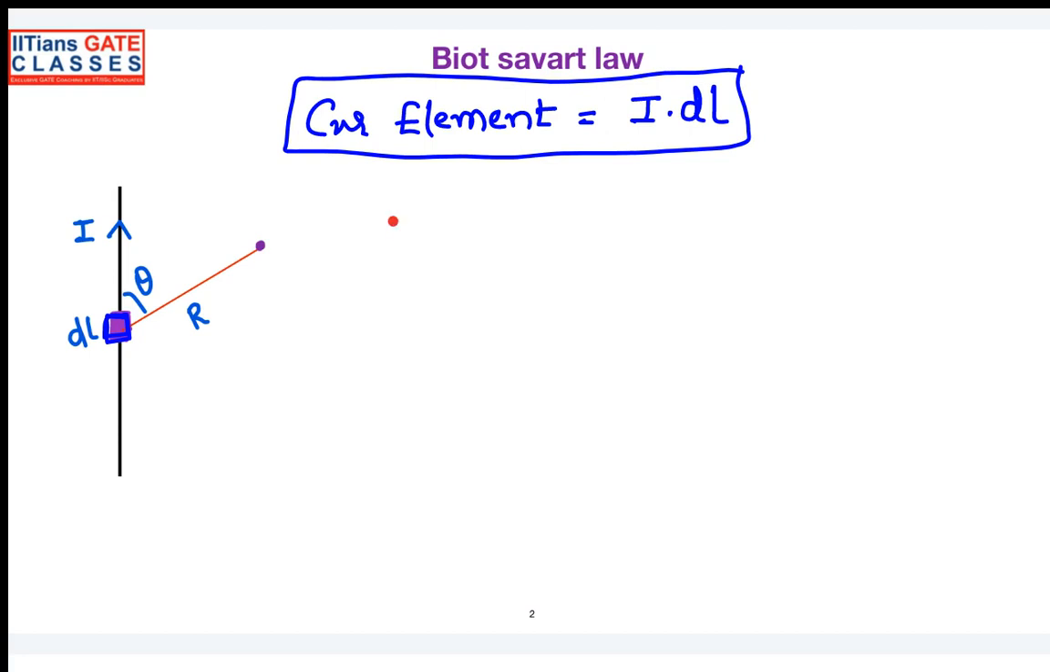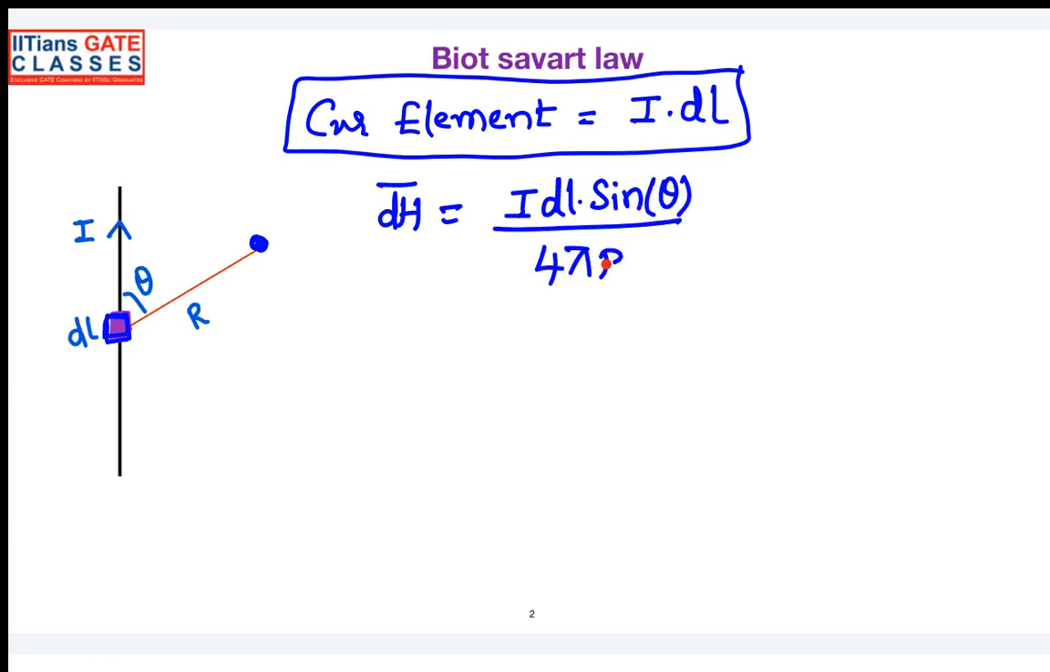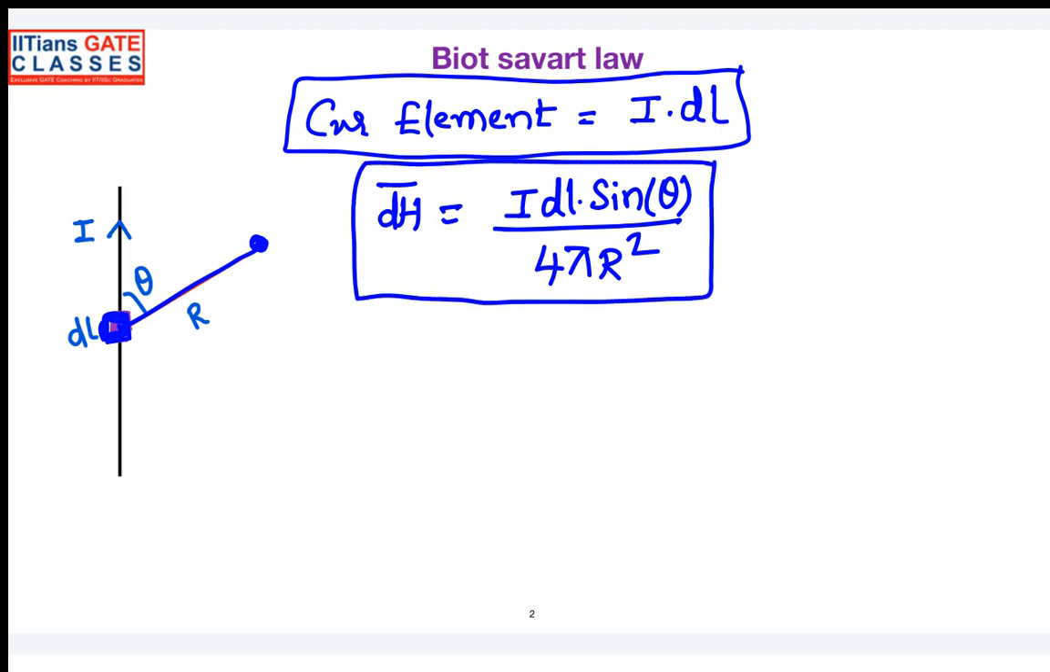Now what the Biot-Savart's law says: the differential magnetic field intensity at this position is equal to the current element times the sine of the angle, divided by 4 pi r square. So it is directly proportional to the current passing through this element and inversely proportional to the square of the distance between them. This is the differential magnetic field due to the small current element. This magnetic field intensity is basically a vector.